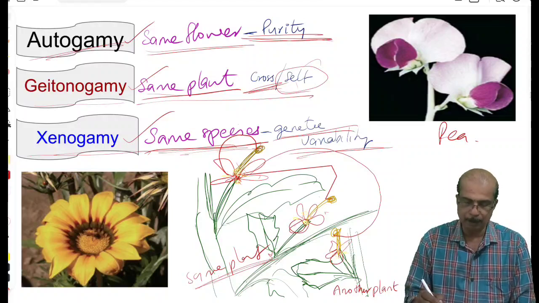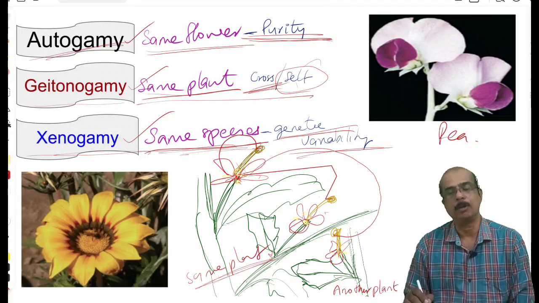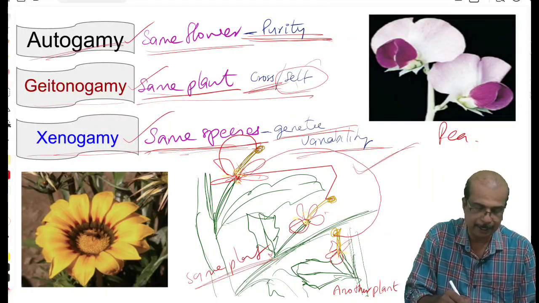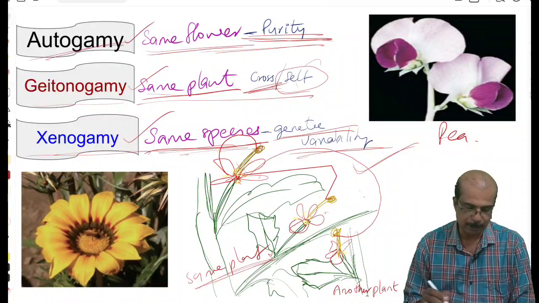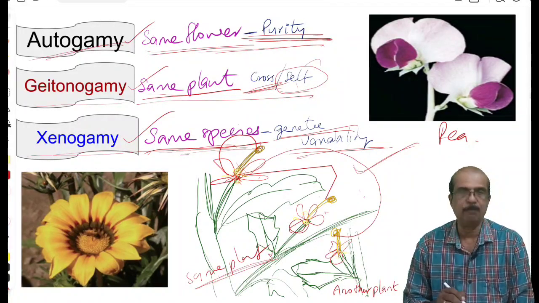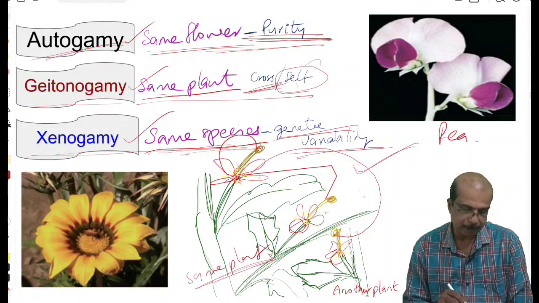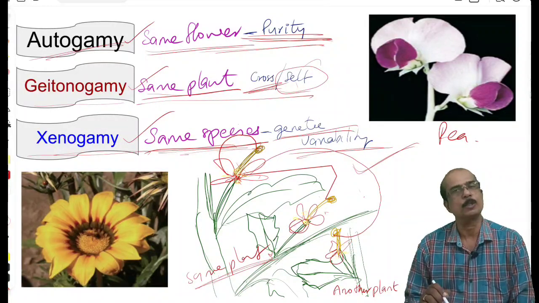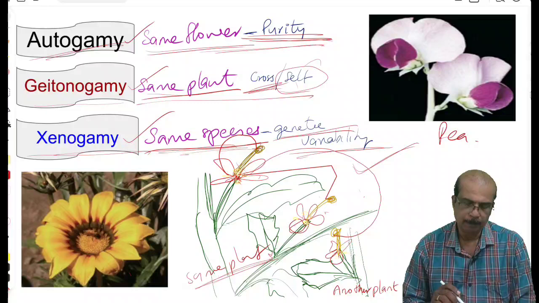Therefore, nature prefers cross-pollination because genetic variability is attained due to cross-pollination, and nature discourages self-pollination. Here is the second picture, of a sunflower, where we can see an insect pollinating agent performing xenogamy or cross-pollination. That is the picture. Let us move.